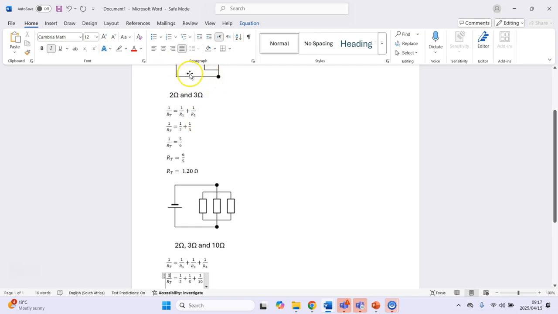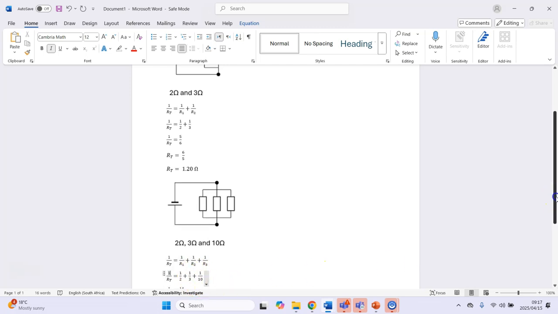Now we are going to add another resistor in parallel. So we had a 2 and 3 ohm resistor above, and now we're going to have a 2 ohm, 3 ohm, and 10 ohm resistor in parallel. And we're expecting our total resistance to decrease because in a parallel circuit, as we add more resistors in parallel, the total resistance goes down. So we're going to apply the formula 1 over RT equals 1 over R1 plus 1 over R2 plus 1 over R3. So that's 1 over 2 plus 1 over 3 plus 1 over 10.